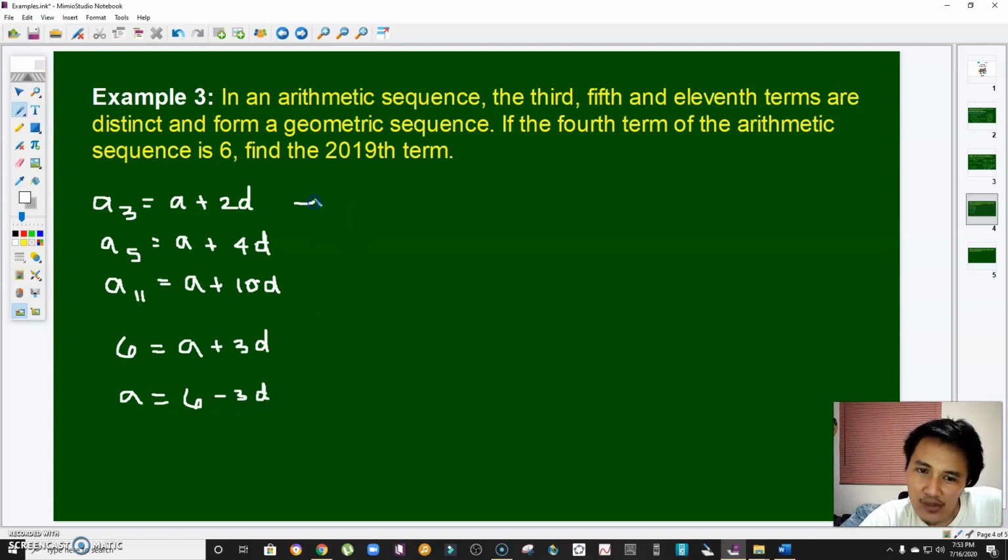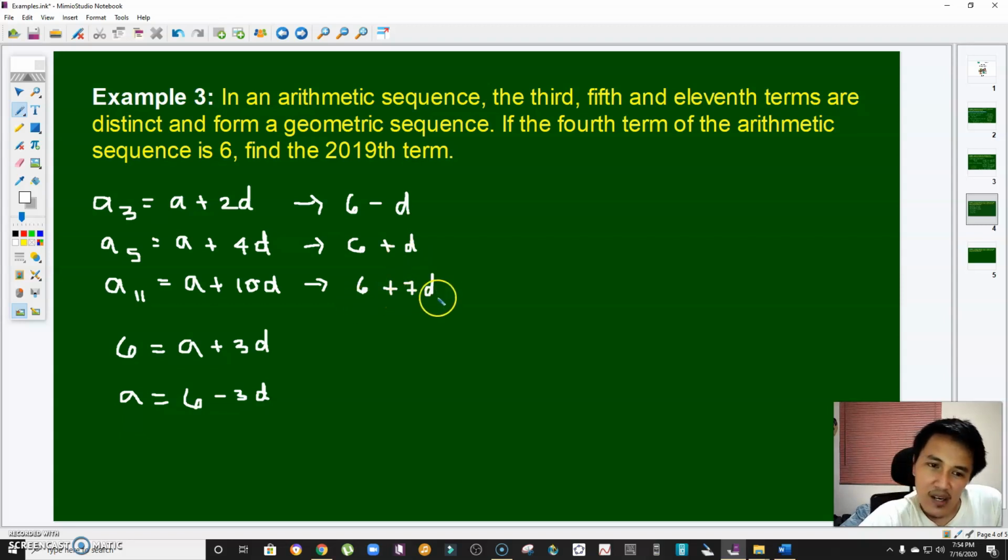Therefore, instead of a plus 2d, we can rewrite this as 6 minus 3d plus 2d. So, that is 6 minus d. See that? Similarly, 6 minus 3d plus 4d, so that will become 6 plus d. And lastly, my a plus 10d becomes 6 minus 3d plus 10d, so that's actually 6 plus 7d. Alright, so again, these, 6 minus d, 6 plus d, and 6 plus 7d, are my 3rd, 5th, and 11th terms respectively.